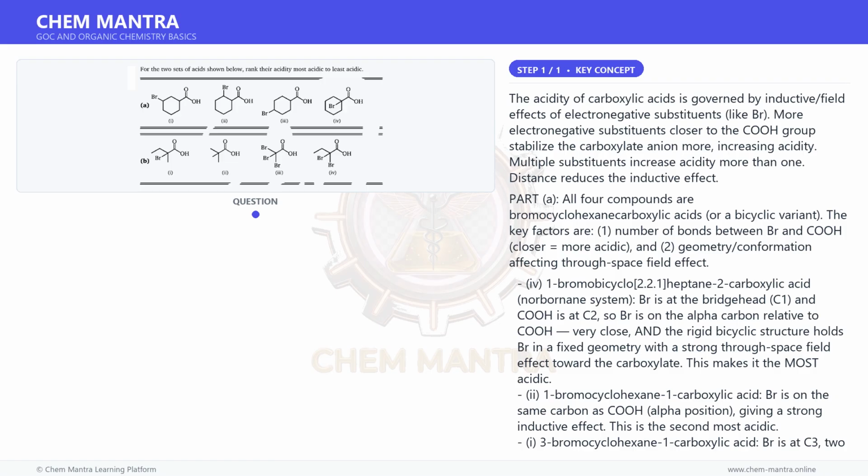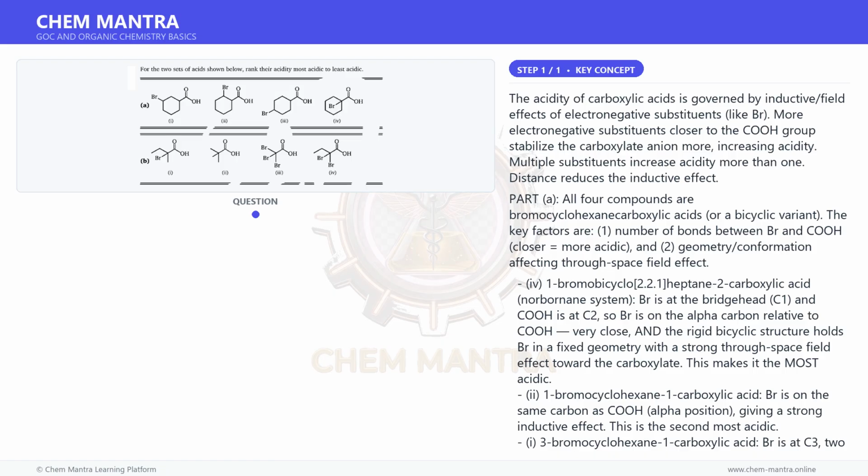3. 3-Bromocyclohexane-1-carboxylic acid. Br is at C3, 2 carbons away from COOH, the beta position. The inductive effect is attenuated. Third most acidic. 3. 4-Bromocyclohexane-1-carboxylic acid. Br is at C4, 3 carbons away from COOH. The inductive effect is most attenuated. Least acidic. Ranking A: 4, 2, 1, 3.